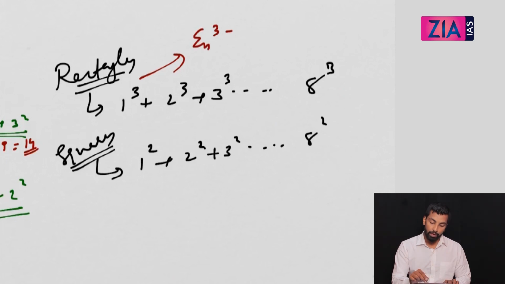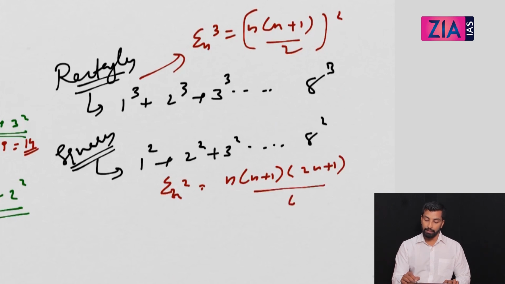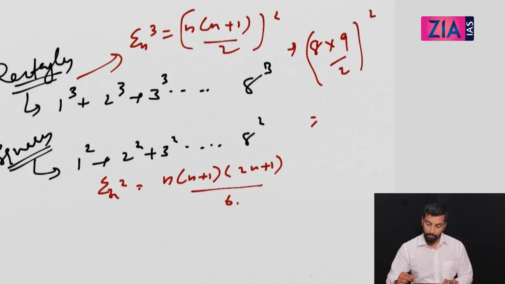Do you know the formula for this? Sigma n cube is equal to n into n plus 1 divided by 2, whole square. Sigma n square is equal to n into n plus 1 into 2n plus 1 divided by 6. Let's see the number of rectangles in an 8 into 8 square. What is the formula? 8 into 9 divided by 2, square. So this is nothing but 36 square, that is 1296.